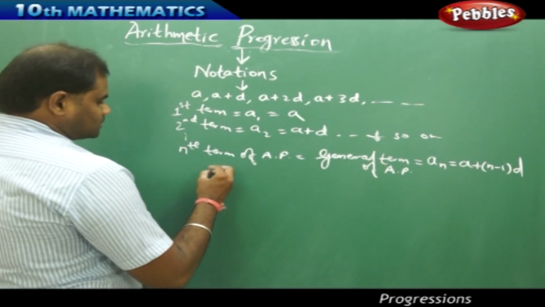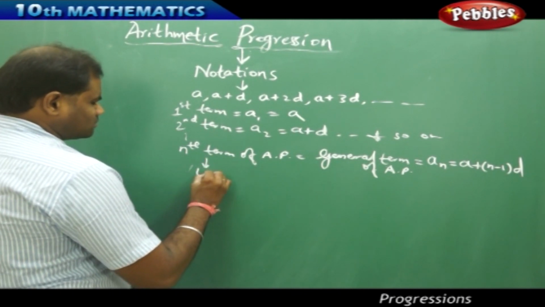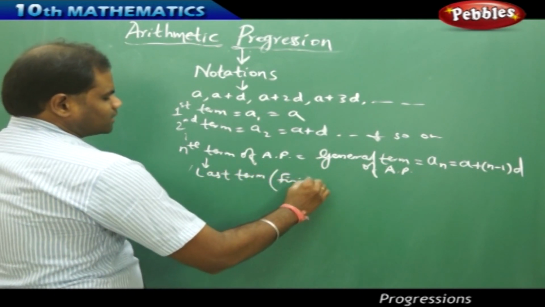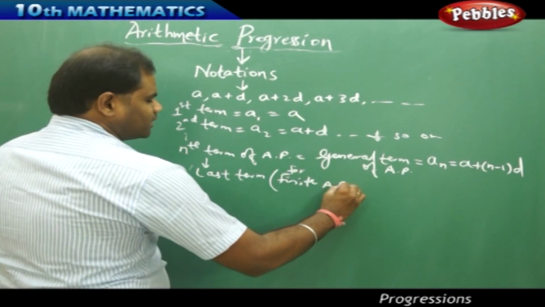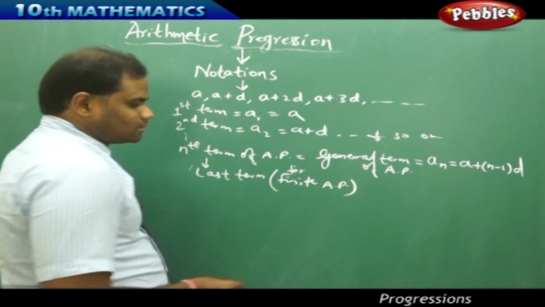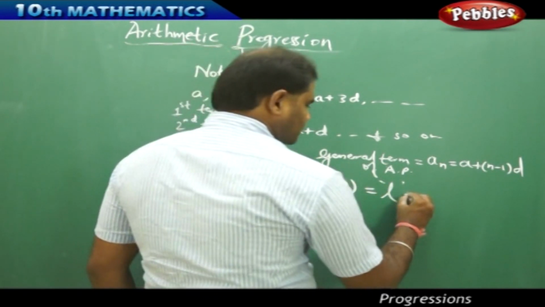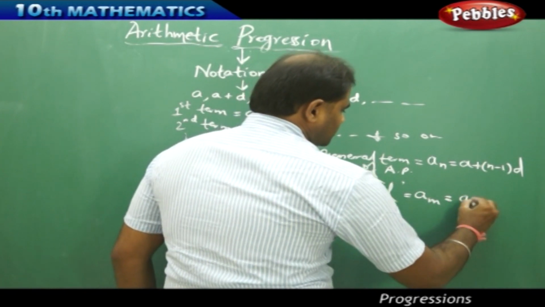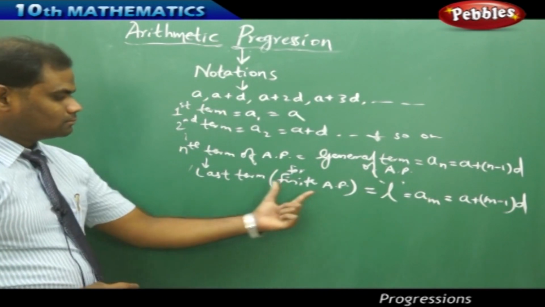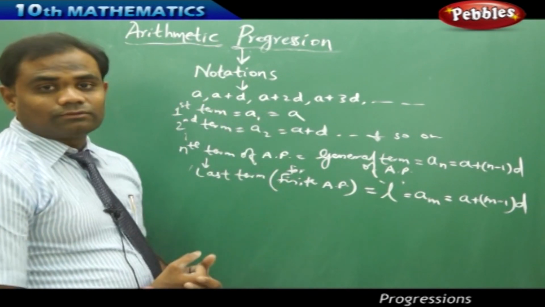The other thing is that this is also called the last term if it is a finite arithmetic progression. For a finite arithmetic progression, the last term is generally denoted by L. The last term is L and is given by am, which is a plus m minus 1 d, is how we denote the last term for a finite AP.